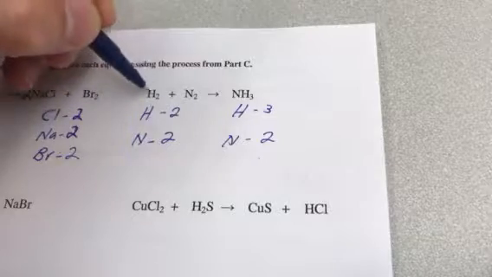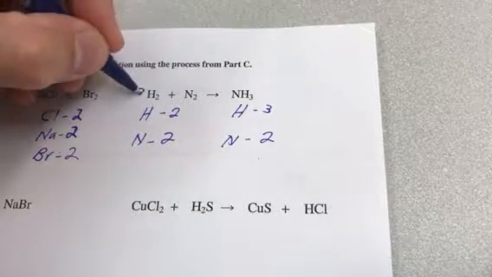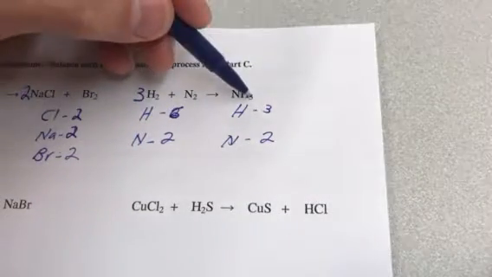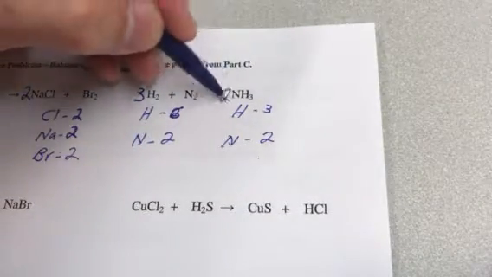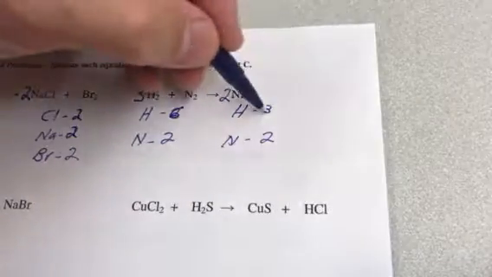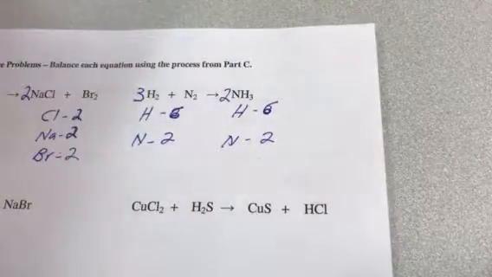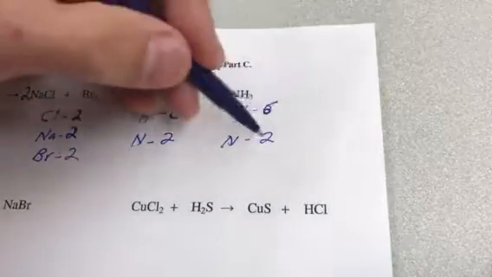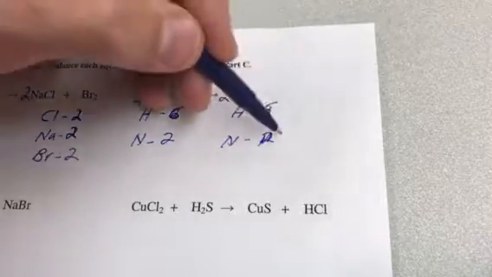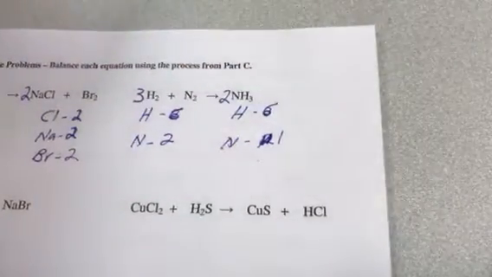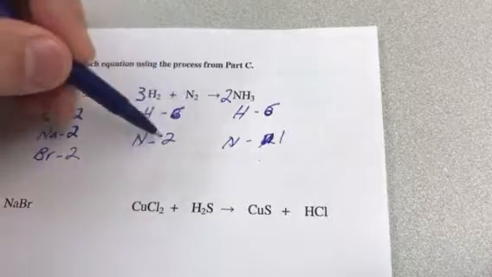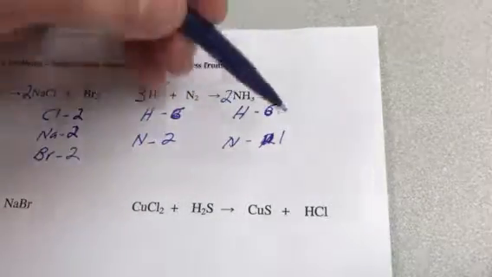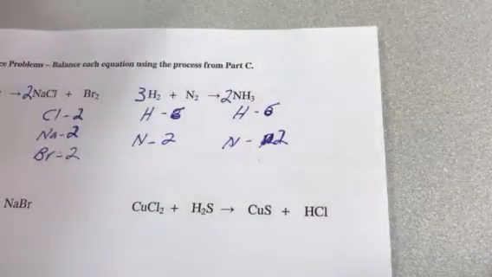What can we multiply times 2 to get 6 hydrogens over here? That would be 3, making that 6. And to multiply times this to get 6 hydrogens, we would put a 2. And that would give us 6 hydrogens over here. Okay? Let's check our nitrogens now. Sorry, I had this wrong. We had only 1 nitrogen over here originally. Sorry about that. But look at that, the 2 affected the nitrogen as well. So now we have 2 nitrogen and it's balanced.